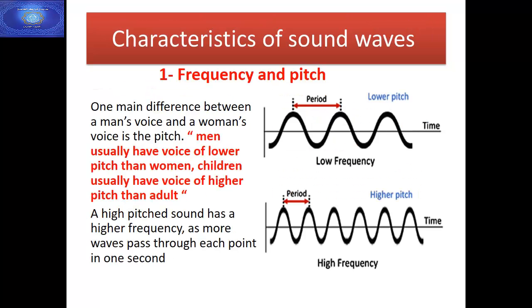We know before that voice of men differs from voice of women. Also, voice of children differs from voice of teenagers. This is because of differences in shape of the air cavities in the throat, mouth, and nasal regions. Also, this difference results from change of pitch and loudness of the voice. Firstly, frequency and pitch. One main difference between man's voice and woman's voice is the pitch. Men usually have voice of lower pitch than women. Children usually have voice of higher pitch than adults.